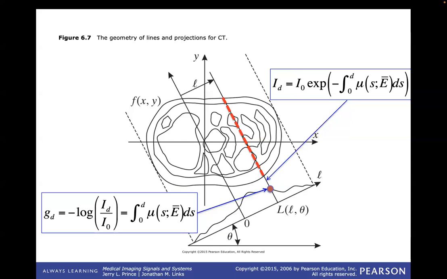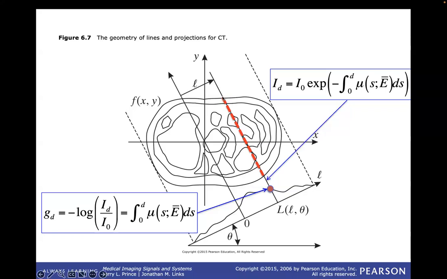And that will change as a function of position, so as a function of S, that's the integration variable here. It'll change as a function of position. Also energy, but let's forget about that for the time being. So this number comes out to something less than 1. It's like what attenuation occurred to I naught. And that is the fundamental data that we use to reconstruct CT.